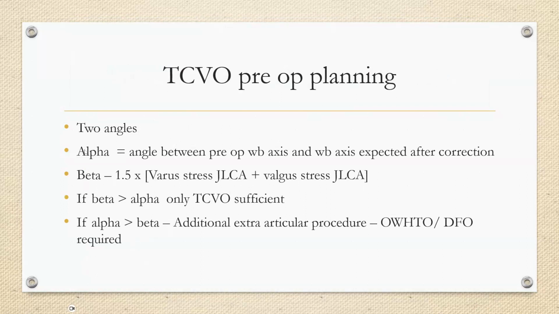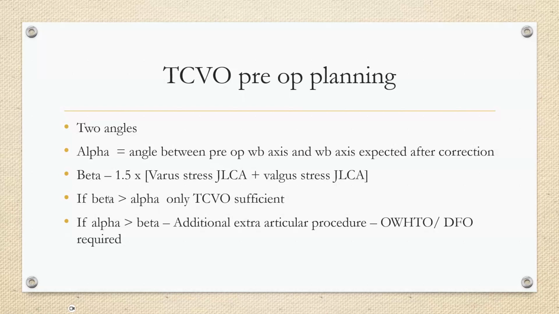Primarily, in addition to the other measurements, two angles are the alpha and the beta angle. The alpha angle is nothing but the conventional measurement you take using a Mikulicz line, and the beta angle is 1.5 times the varus stress joint line convergence angle plus the valgus stress joint line convergence angle. The point to note is that the beta angle is an indirect measure of the mobility, or the amount of deformity that can be accommodated within the joint. The factor of 1.5 is arbitrarily included to account for the elasticity of the soft tissue, basically.